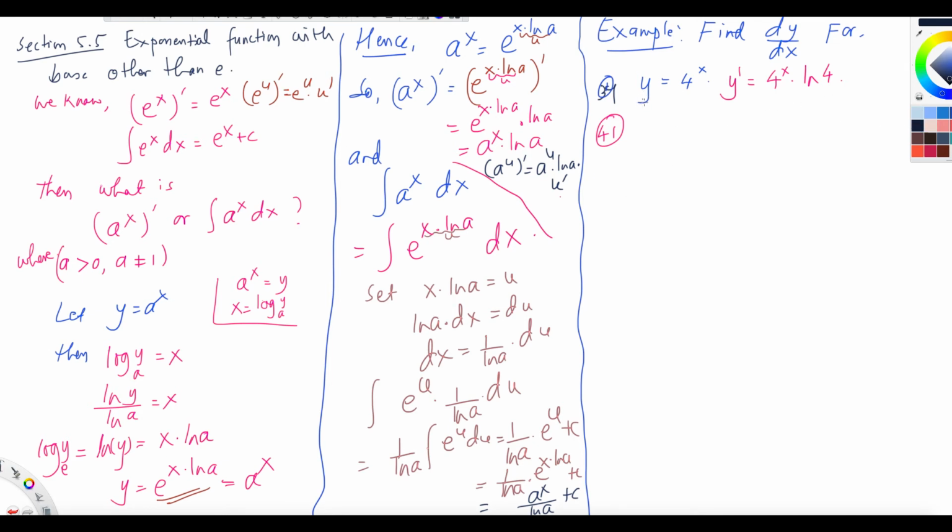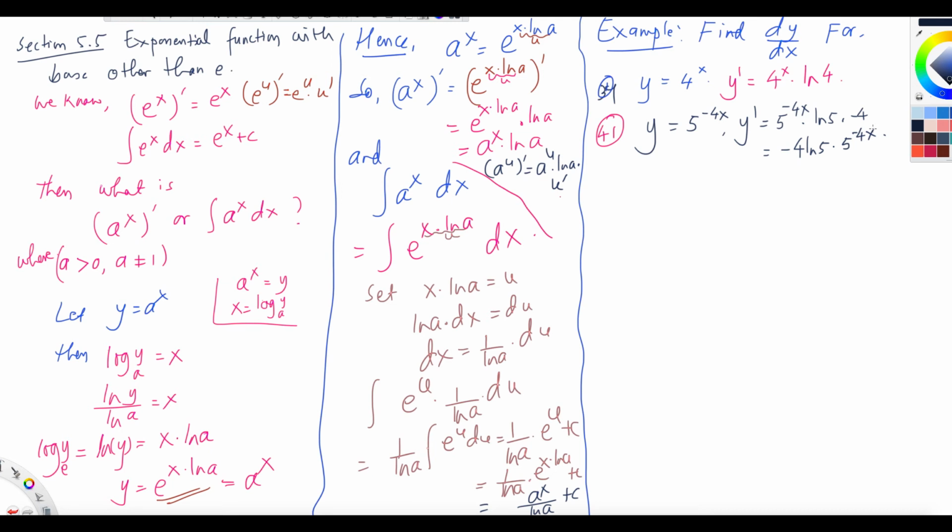41 is y equals 5 to the negative 4x. How do I do that? It is like a to the u. The derivative of that is y prime equals a to the u, which is 5 to the negative 4x, times ln a, which is ln 5, times u prime. What is the derivative of negative 4x? It is negative 4, right? So the final answer is negative 4 ln 5, because that's the number, times 5 to the negative 4x. You can do it like this. Okay, guys?